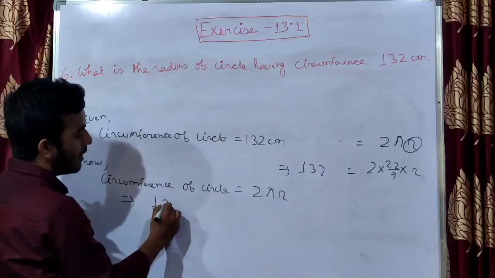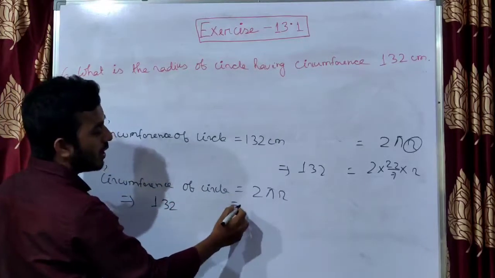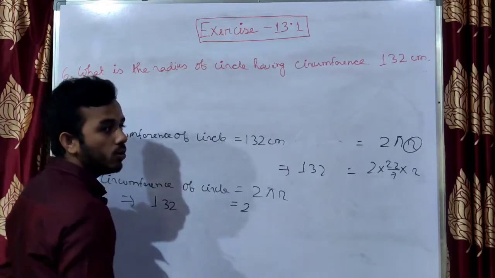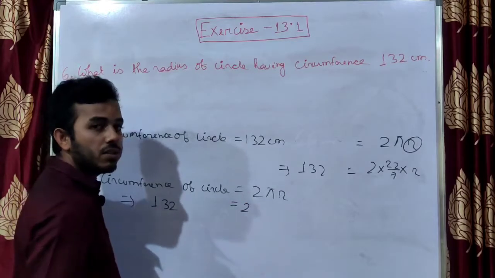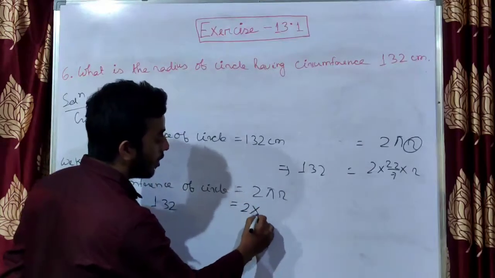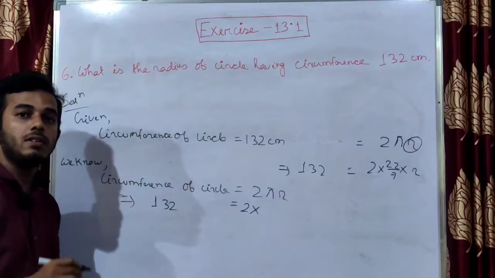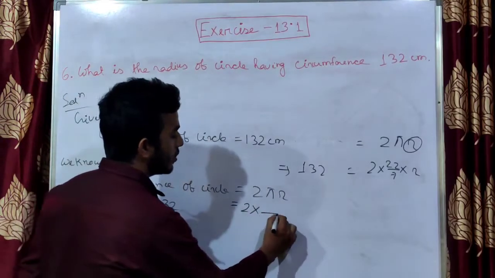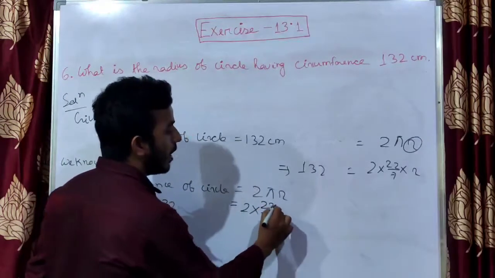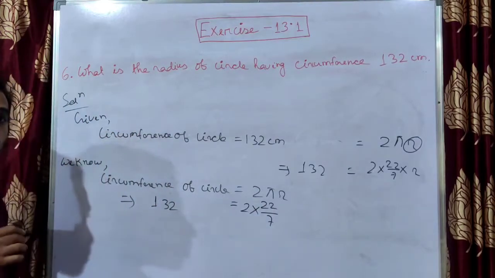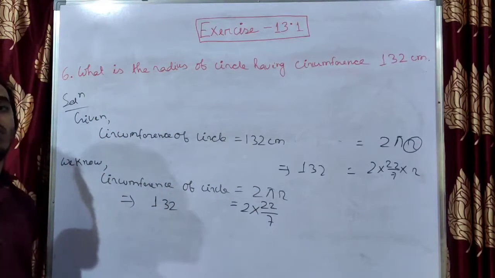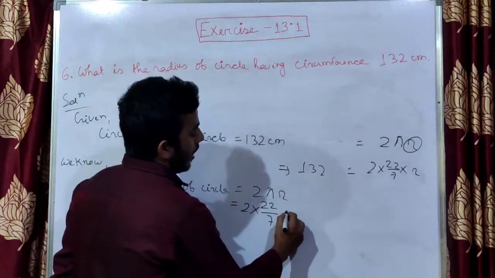So 132. After this equal sign, we will write 2. After that, what is it? Pi. So in place of pi, what is the value of pi? The value of pi is 22 by 7. So we will write 22 by 7. After that, r. We don't know the value of r, we have to find the value of r. So have a look.